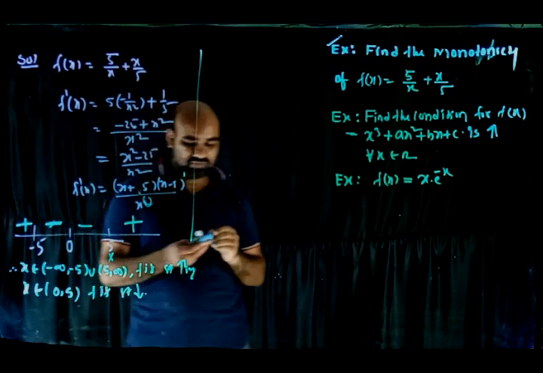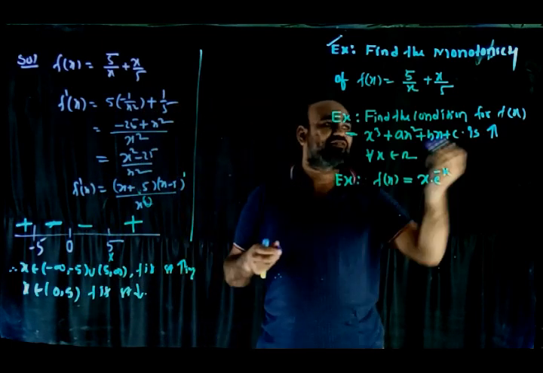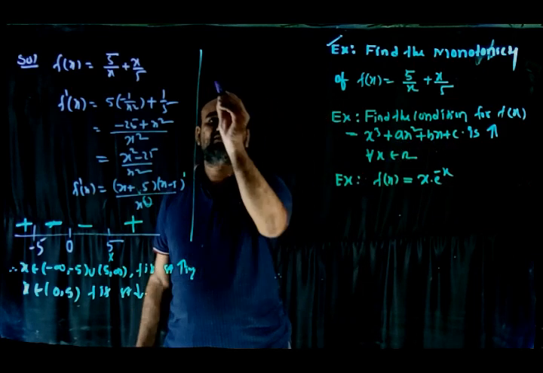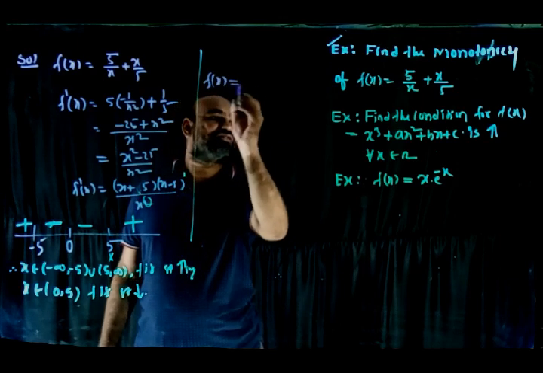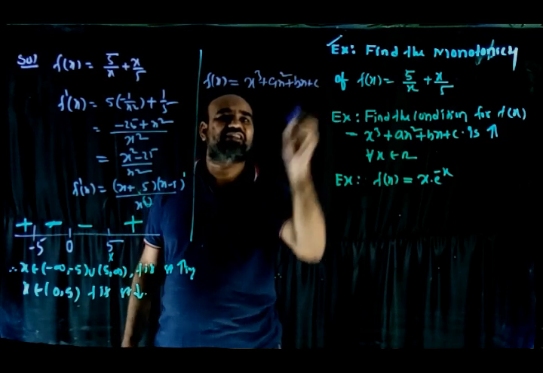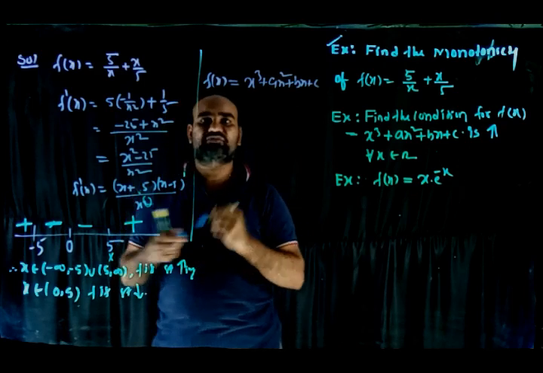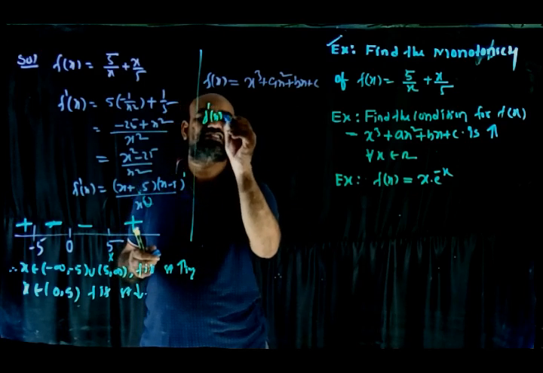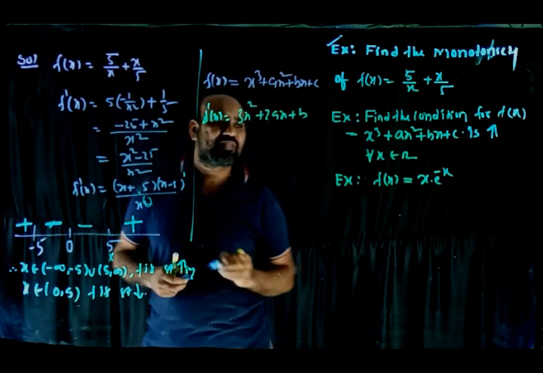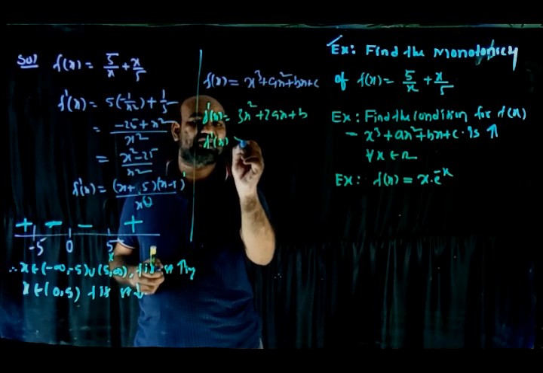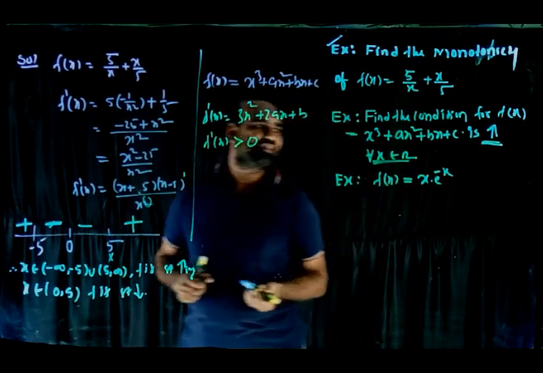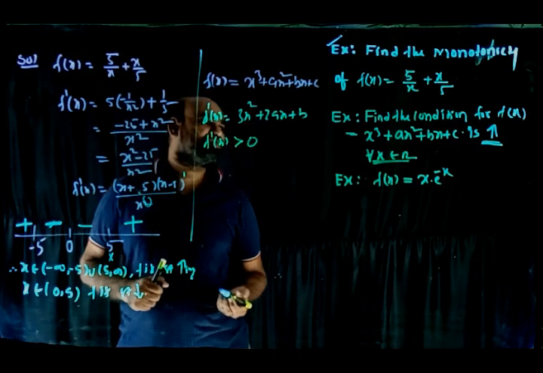Next interesting problem: find the condition for f of x equal to x cube plus ax square plus bx plus c to be increasing for every x belonging to R. So what is given here? f of x is equal to x cube plus ax square plus bx plus c. Try to find f dash of x first. f dash of x is equal to 3x square plus 2ax plus b. So f dash of x should be greater than 0 for increasing for every x.